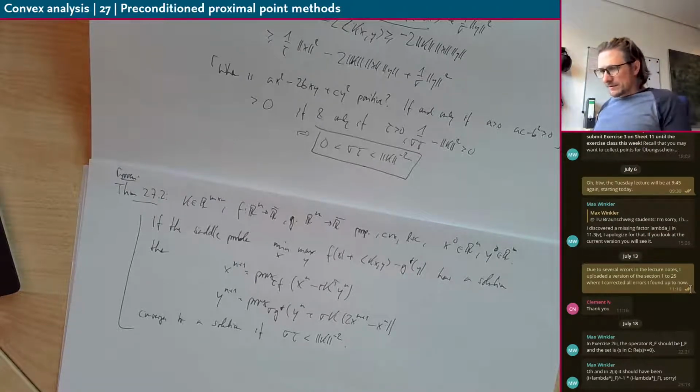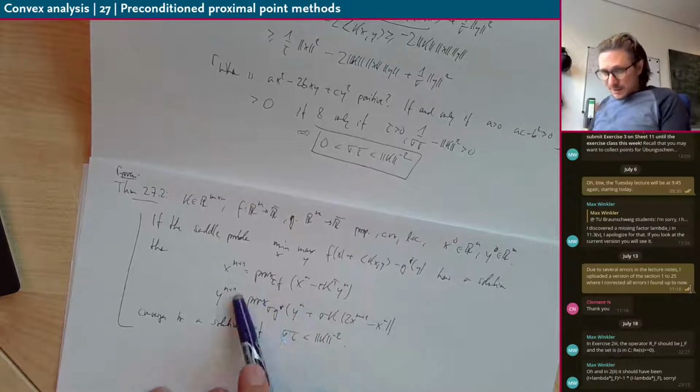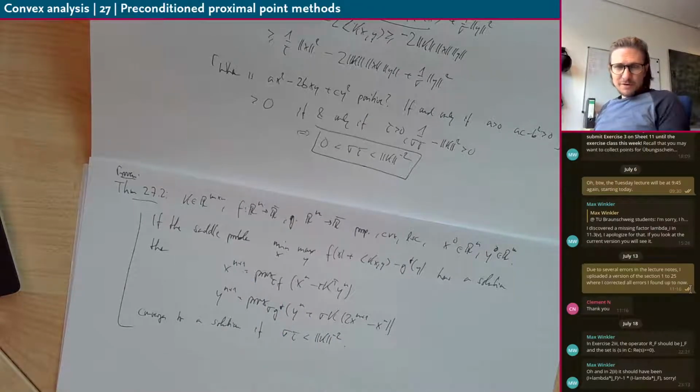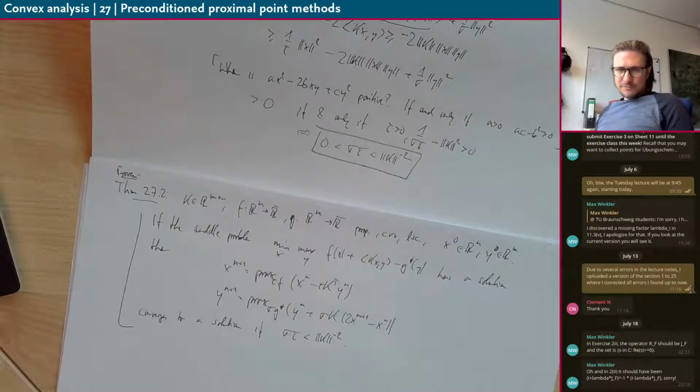So we know that this iteration is indeed a preconditioned proximal point method. It's a proximal point method in the space R^{m+n} where the inner product is given by the matrix M. That's positive definite, so everything is nice. And now we prove the general result on convergence of proximal point methods.